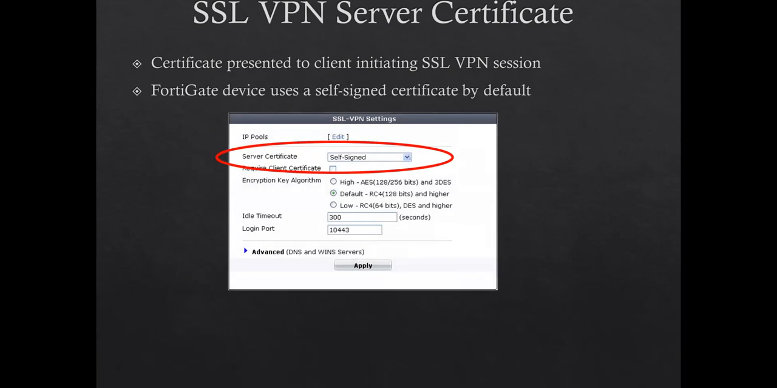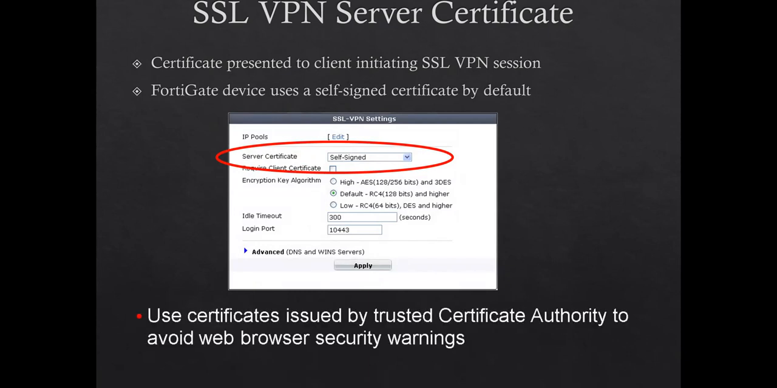Yeah, so this is the place. You go into the SSL VPN settings, and you'll get a drop down where it will ask whether you want to present a self-signed certificate or a different certificate. Now your certificate is issued by the trusted certificate. Yeah, that's what we are talking about.